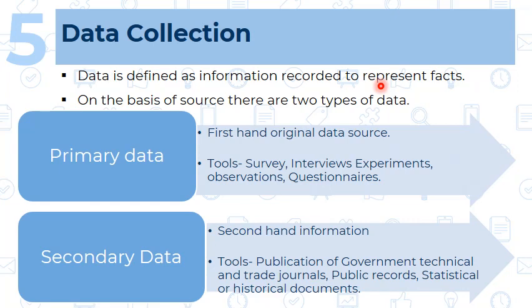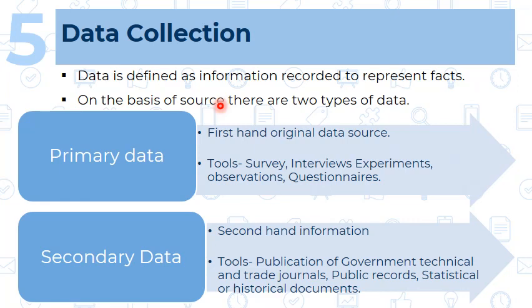Survey, interviews, experiments, observations, or the questionnaire. Means with the help of all these tools, the researcher himself can go and collect the data. Hence we can say this is the first hand or the original data source. On the contrary side, secondary data, this we can say is second hand information.